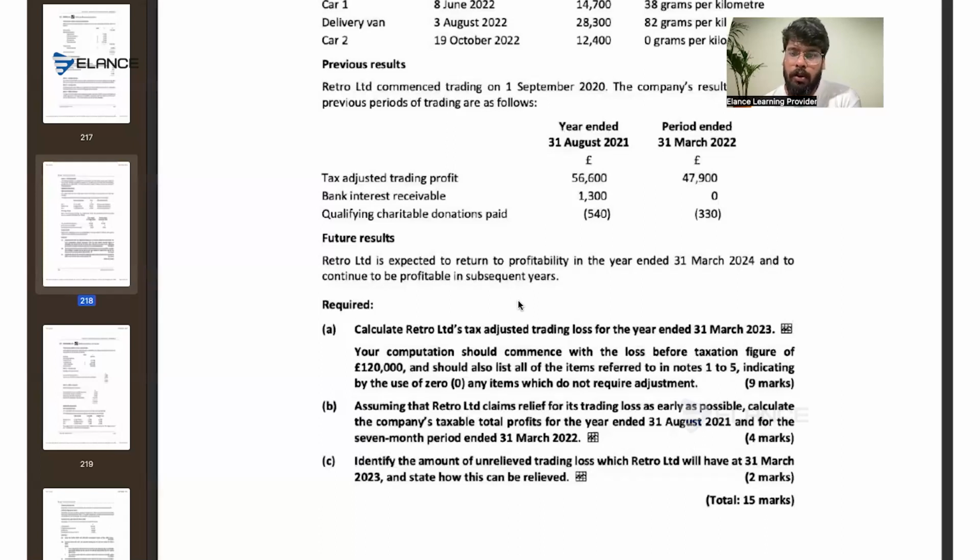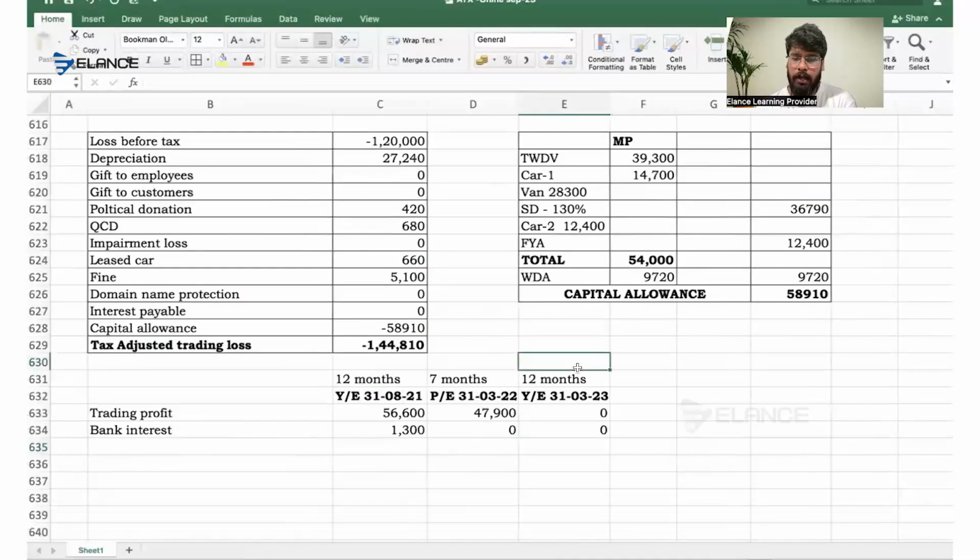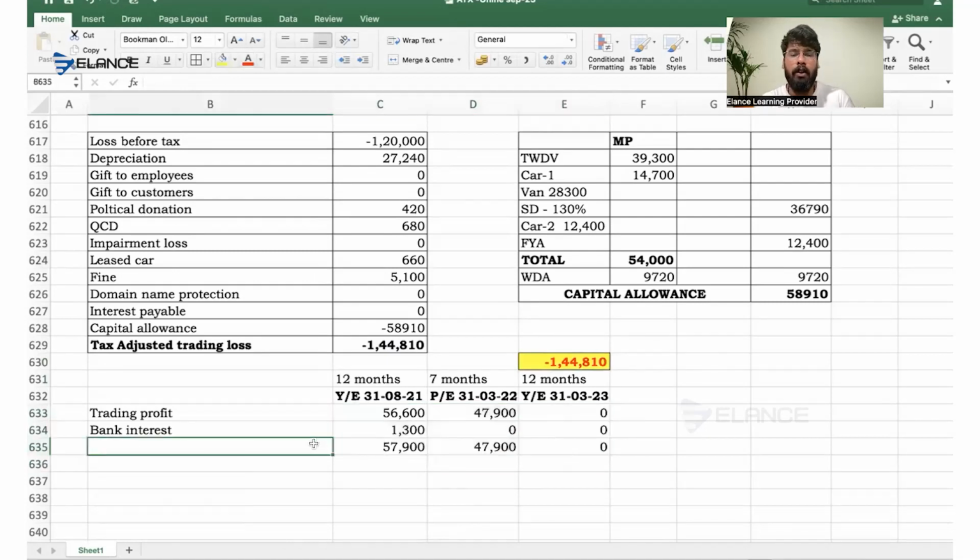Okay, so here we want to set off a loss of this much amount, 1,44,810. This much amount we want to relieve. In the current 12-month accounting period, we don't have any income. We only have a loss in the current year, and we decided to carry back the loss to the previous year, because the company wants the loss relief as early as possible. So the whole amount will be carried back to the previous year.